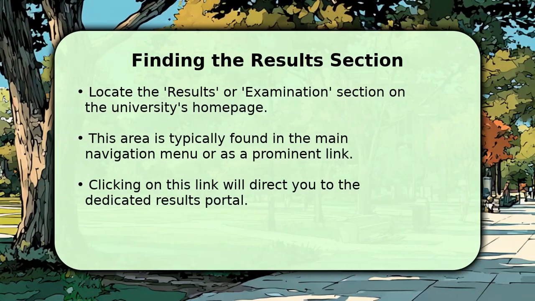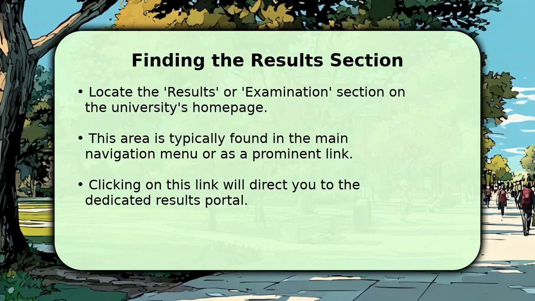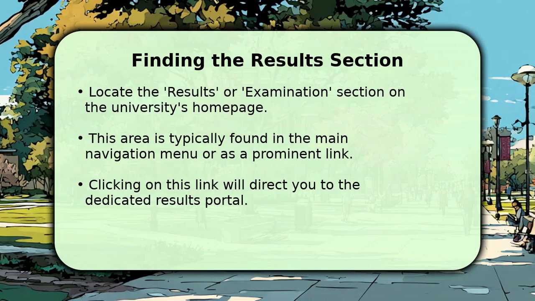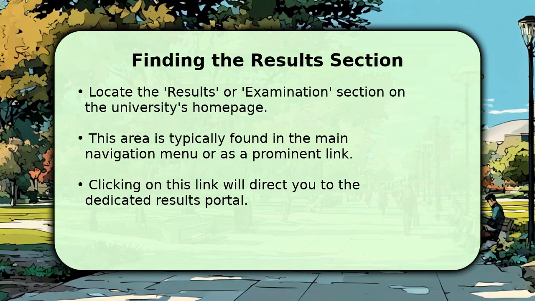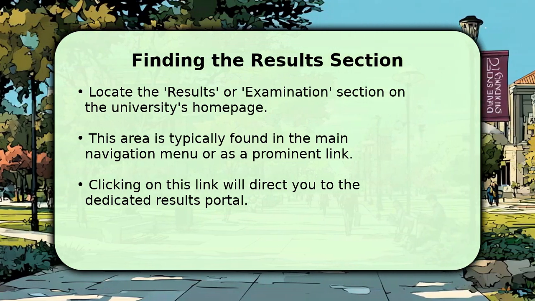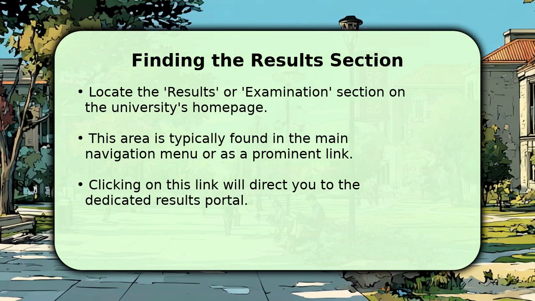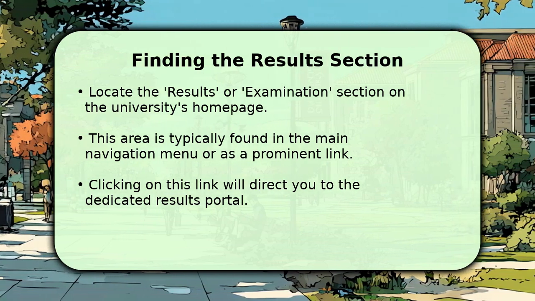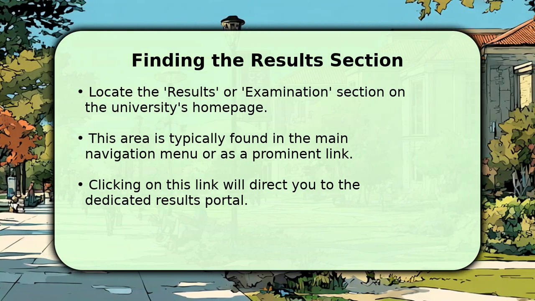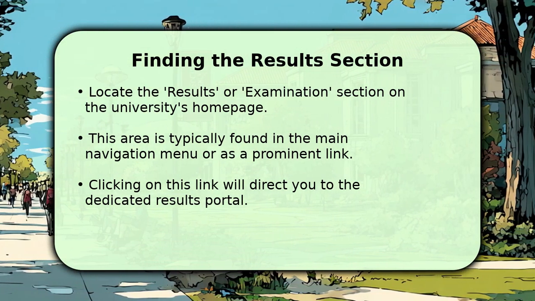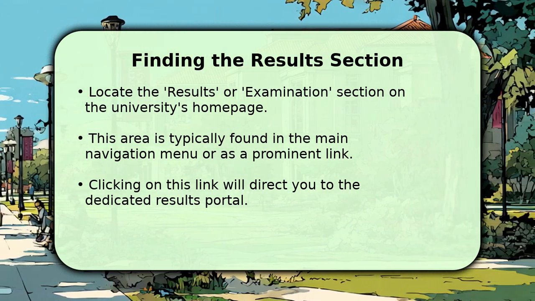Once on the home page, carefully scan the main navigation menu for a link labeled Results or Examination. Often, you will find this link positioned clearly at the top of the page or in a sidebar. Sometimes, it might appear as a large, clickable button. Select this option to proceed to the next stage, which is crucial for accessing your individual grade sheet.